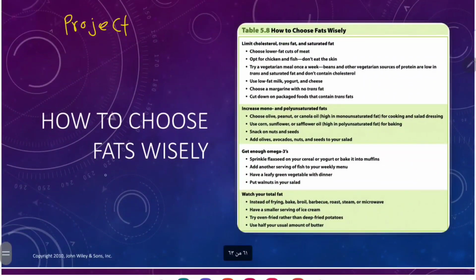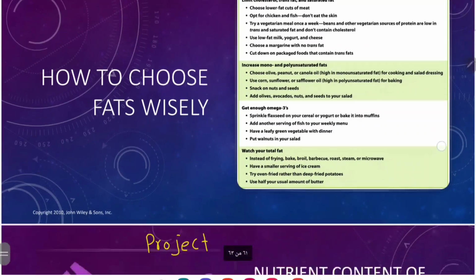This is how to choose fat wisely, so that we have healthier choices. This table needs to be in the project, and it's good for your information.